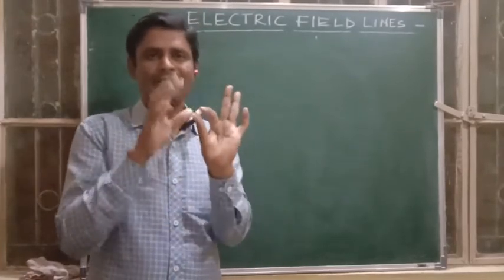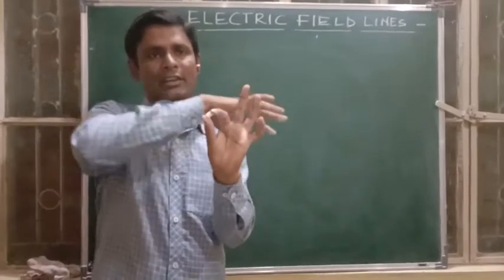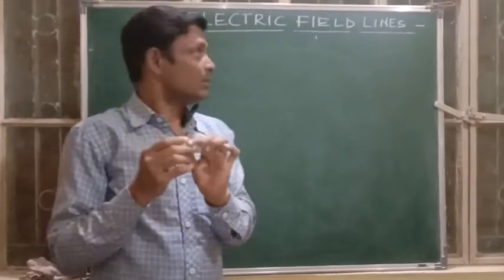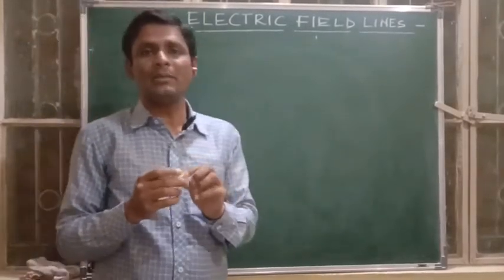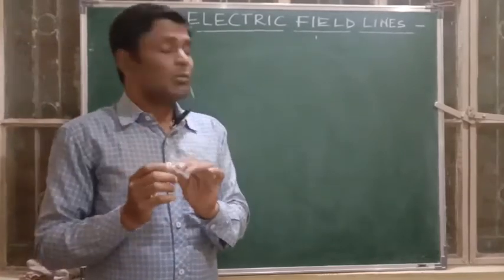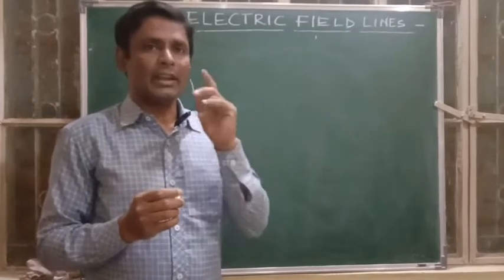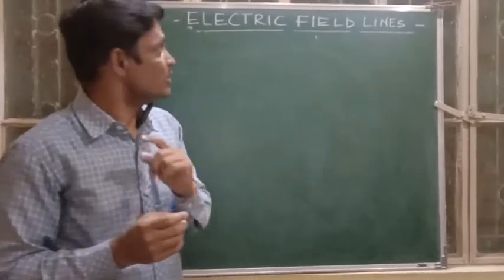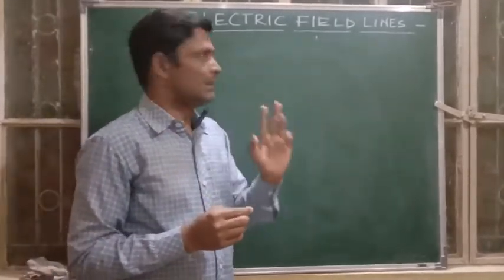Suppose this is the charge. You cannot see the electric field around it, but using these electric field lines we will be able to see the field around this charge. Who introduced this concept? It is Michael Faraday who introduced the concept of electric field lines.